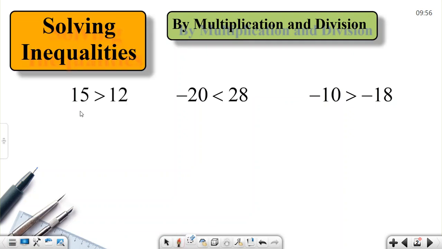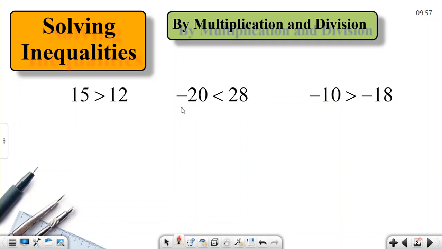Let's divide by negative 3. 15 divided by negative 3 is negative 5. 12 divided by negative 3 is negative 4. As you see, this time negative 4 is greater than negative 5 and the sign changed. You can divide by negative 1 too, because both of them are divisible by 1. You can try by 3 and by 1.